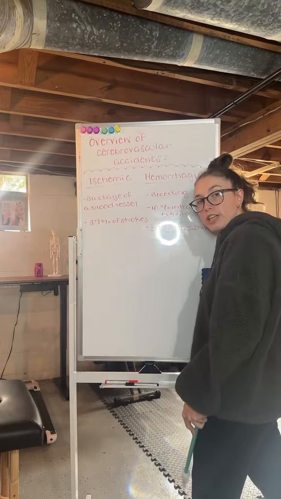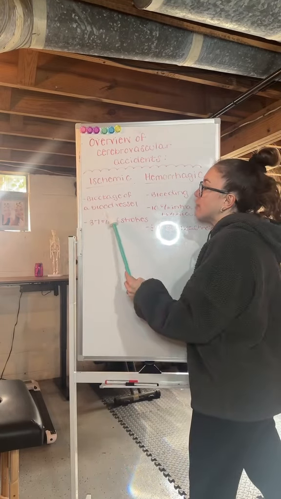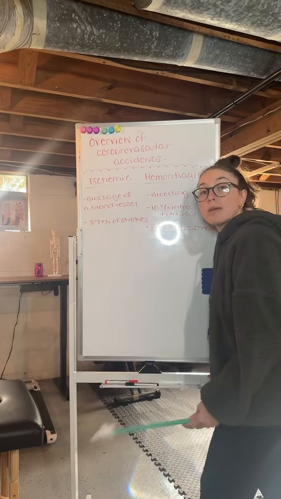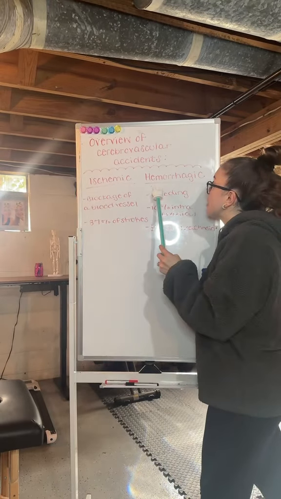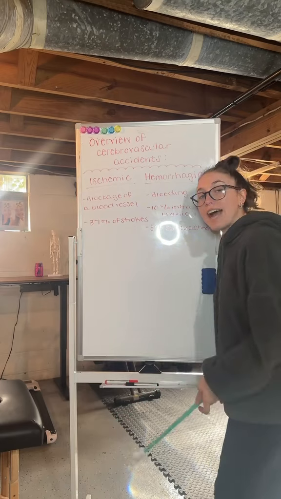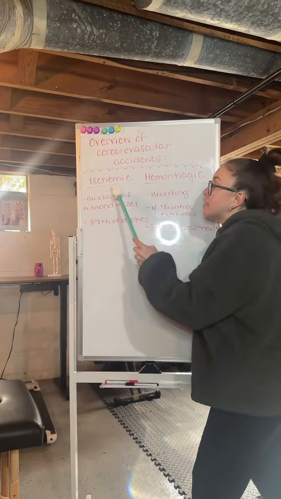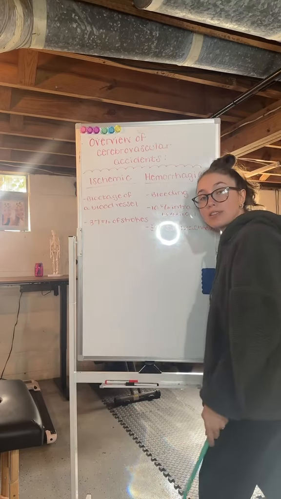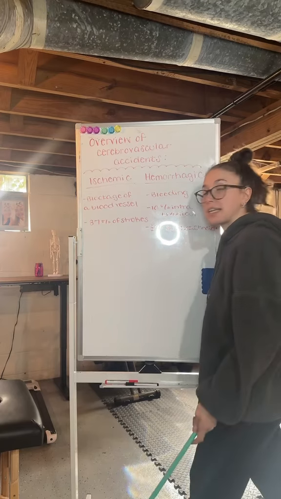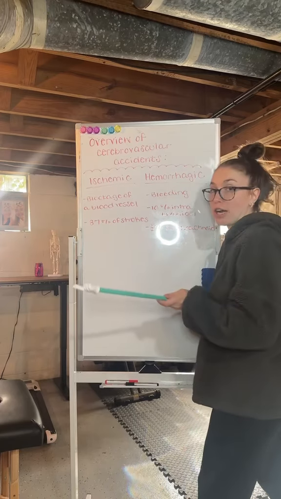The difference between the two is ischemic is the blockage of a blood vessel, most commonly caused by a blood clot. In contrast, hemorrhagic, think hemorrhage, so this is active bleeding in the brain. Ischemic is more common. It makes up about 87% of all strokes. The other 13% is accounted for by our hemorrhagic strokes.